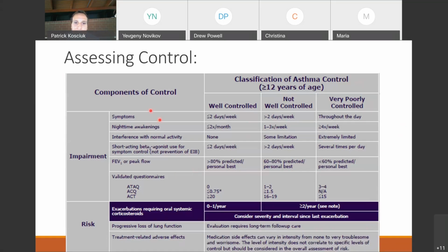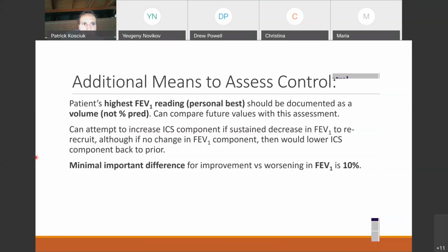And again, here's that NHLBI table, a little bit on the clunkier side, really hard to tell where someone fits. Sometimes people will fit maybe the symptom score and not well controlled, but their nighttime awakenings aren't that terrible. It's hard to use some of these tables. So I use other metrics of assessing control, but this is something that you'll see, and sometimes attendings will ask you based on this.